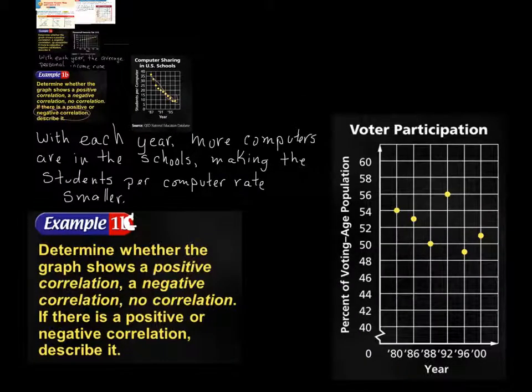Okay, I pulled in one more. I'm calling this example 1C. We did one with a positive correlation, one with a negative correlation. So this looks like, well, if you drew a line this way, it could be a negative correlation. Or maybe you could draw a line this way and call it a positive correlation. So guess what? That is no correlation. Oh, look, it looks like an X. No correlation.